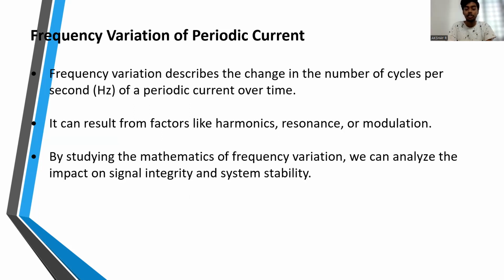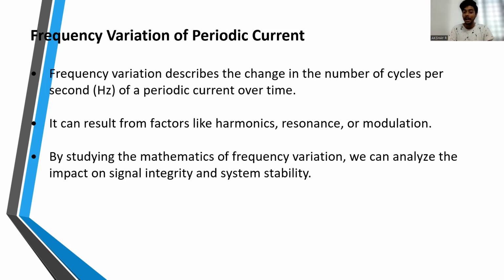Frequency variation of periodic current. Of course, everyone knows the SI unit of frequency is hertz. Frequency variation describes the change in the number of cycles per second of a periodic current over time. It can result from factors like harmonics, resonance, or modulation.